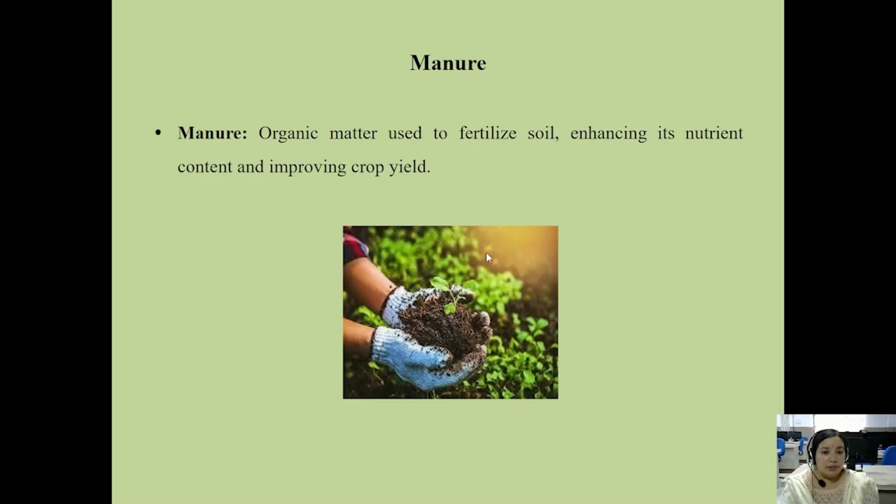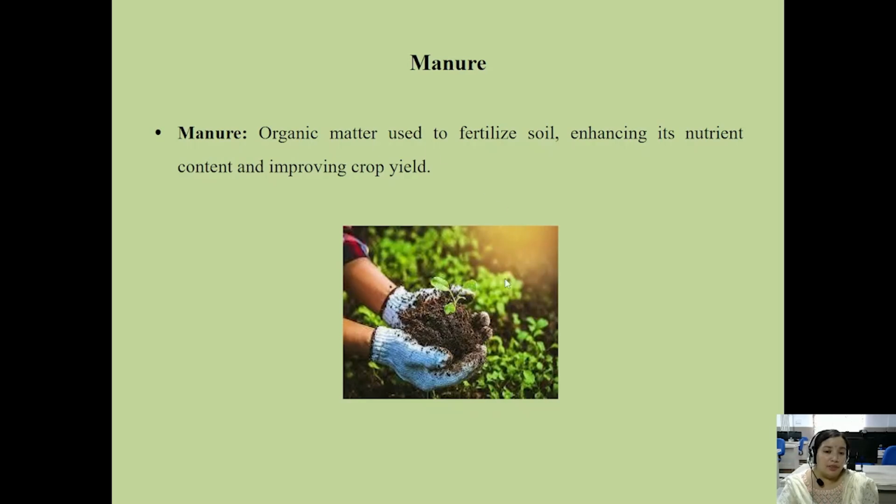You can see with this picture, a person having manure in their hand. Organic matter used to fertilize soil, enhancing its nutrient content and improving crop yield. That is the definition or meaning of manure.